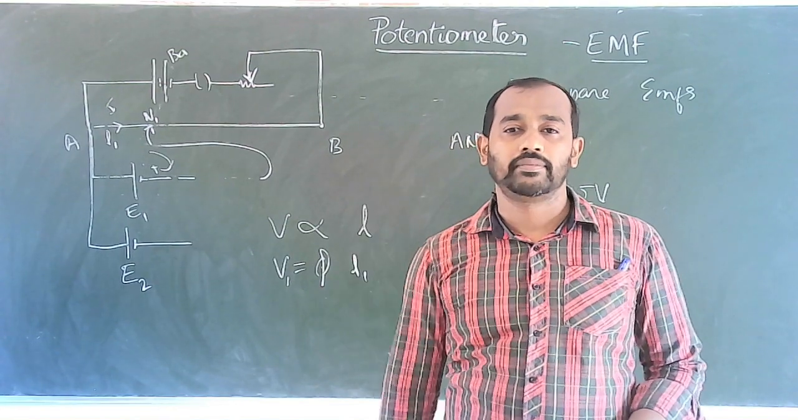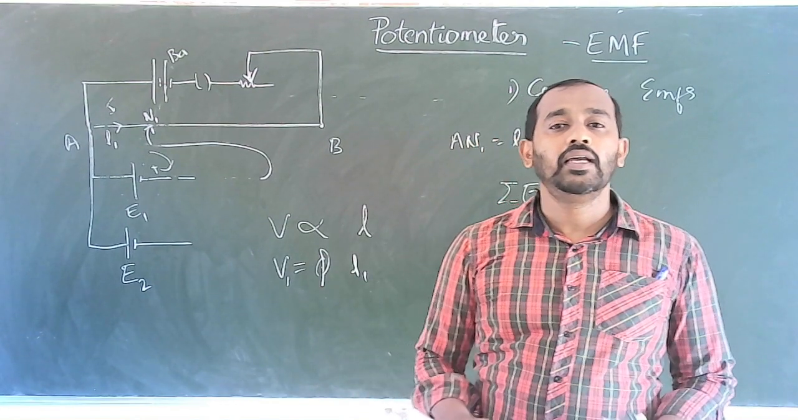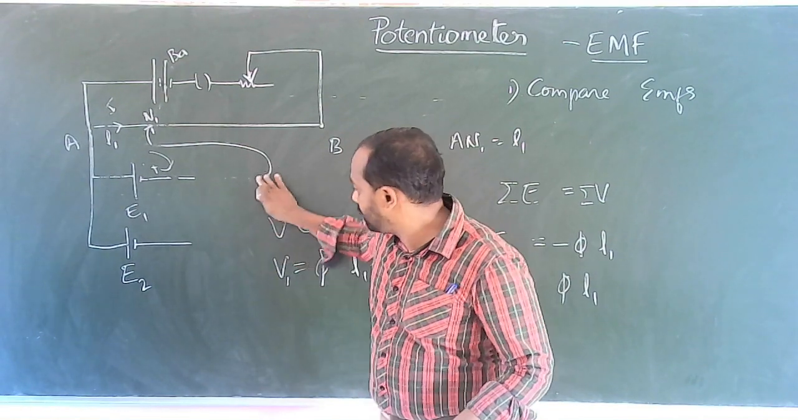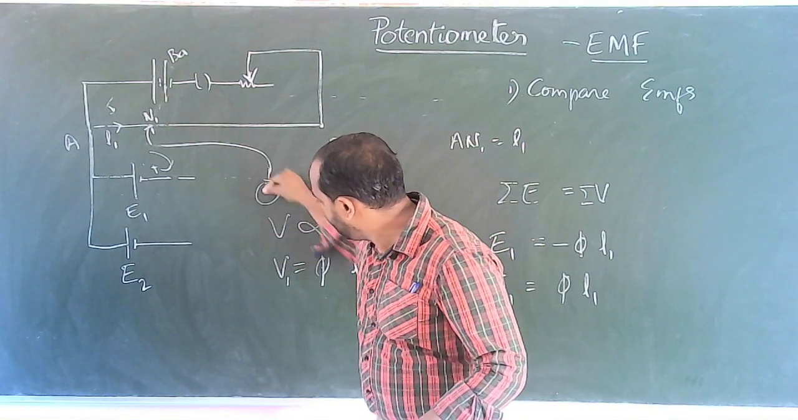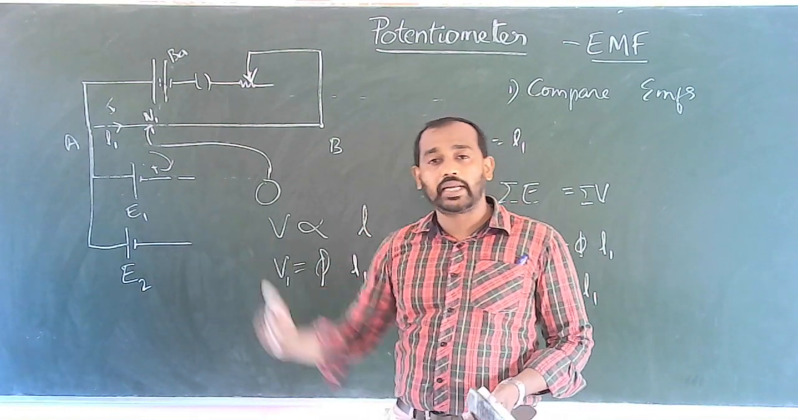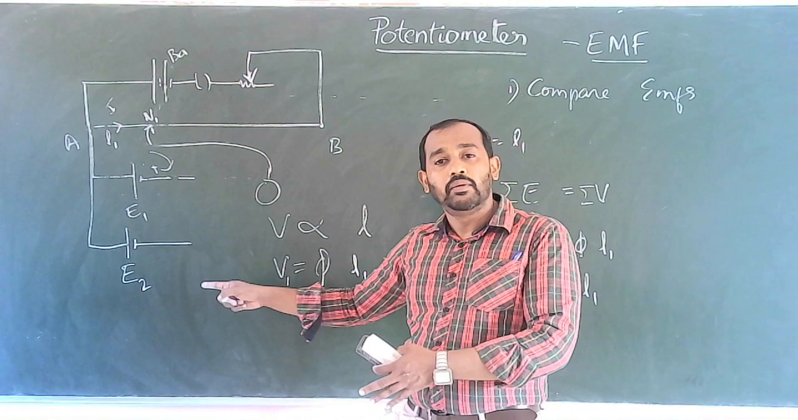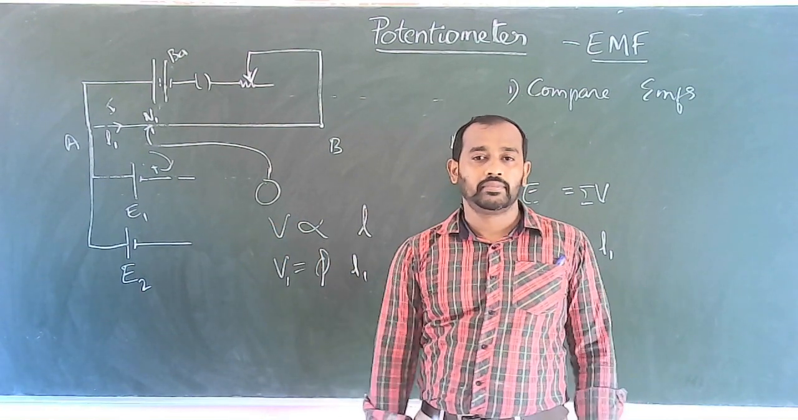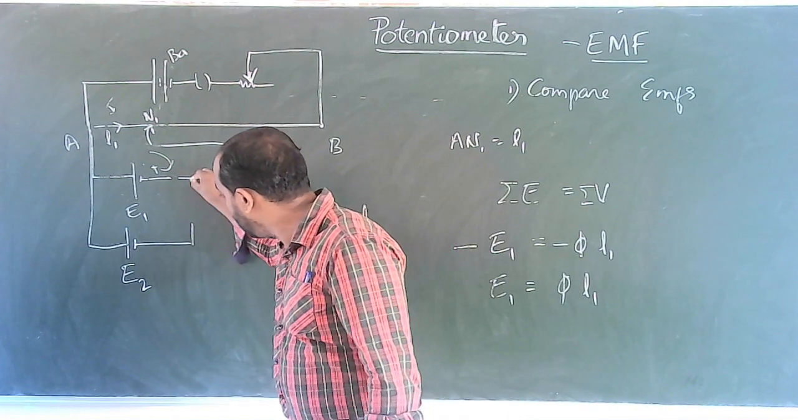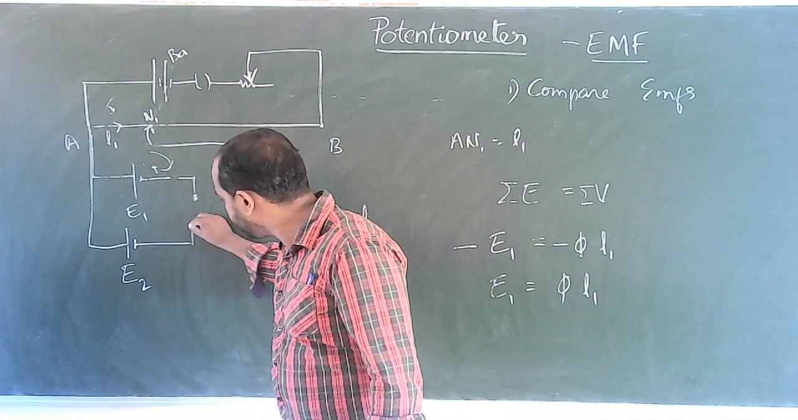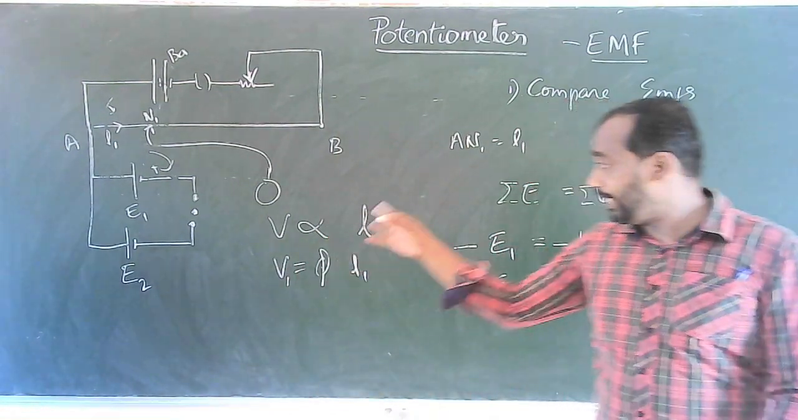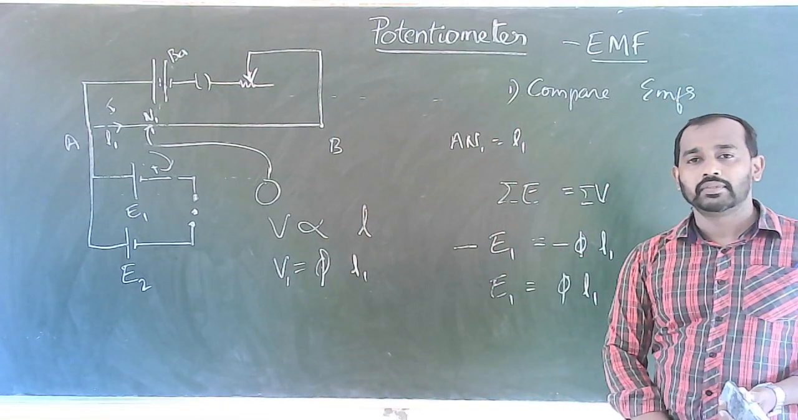two-way key. Two-way key means either cell E1 can be connected to the galvanometer, say I will draw the galvanometer here, or cell E2 can be connected to the galvanometer, not both at the same time. So that two-way key will be represented with the help of three dots. These three dots will be representing the two-way key.